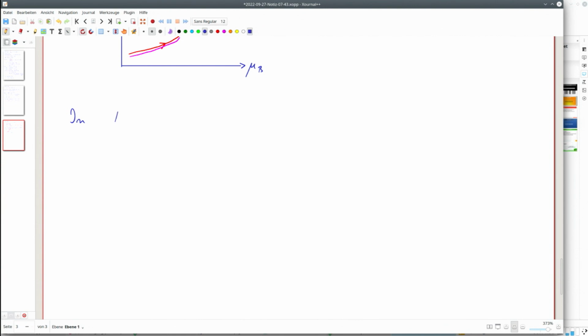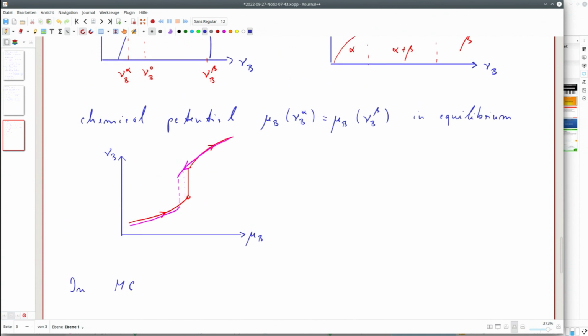Why is this hysteresis? Because here you start in the beta phase and go into the alpha phase and vice versa. So the beta phase is just metastable here. In principle, one could use these tricks to put the nucleus of the other phase there. Yeah, so this is associated with the nucleation of the second phase.